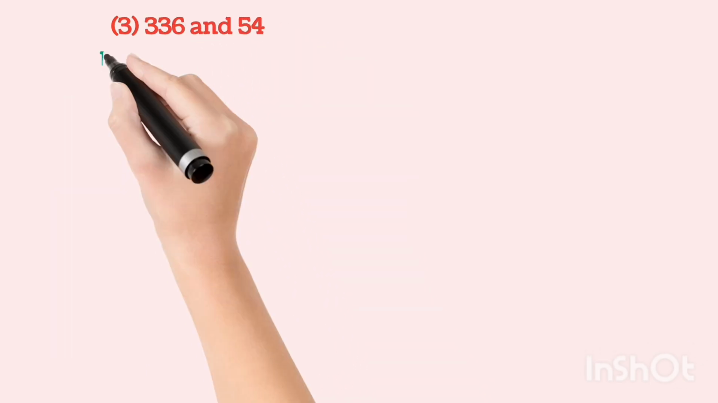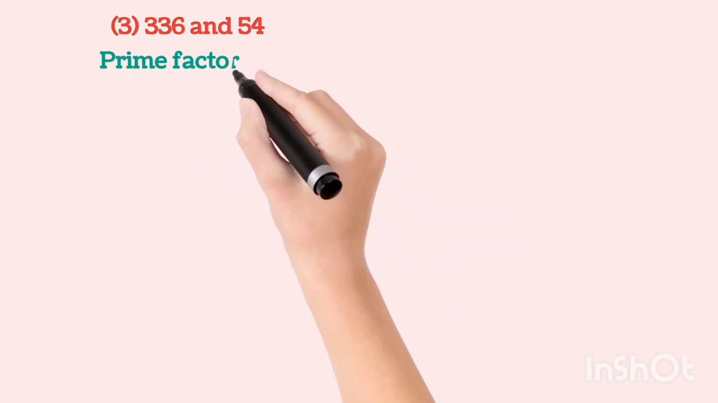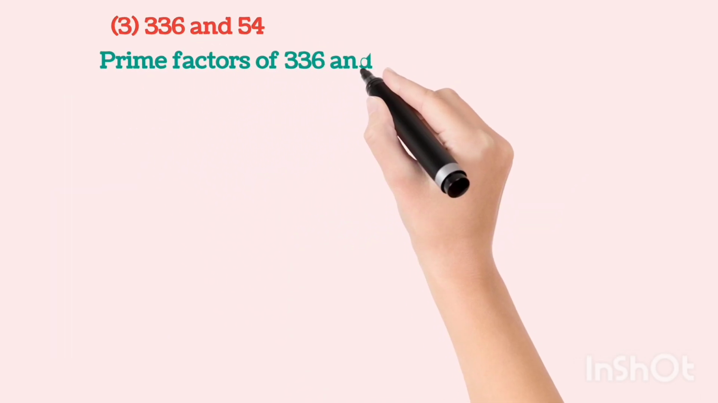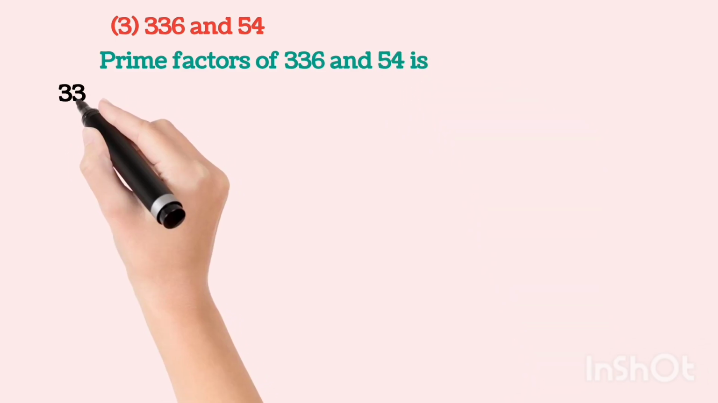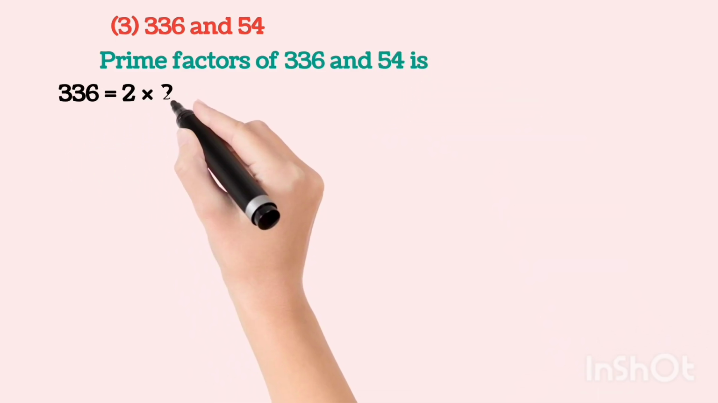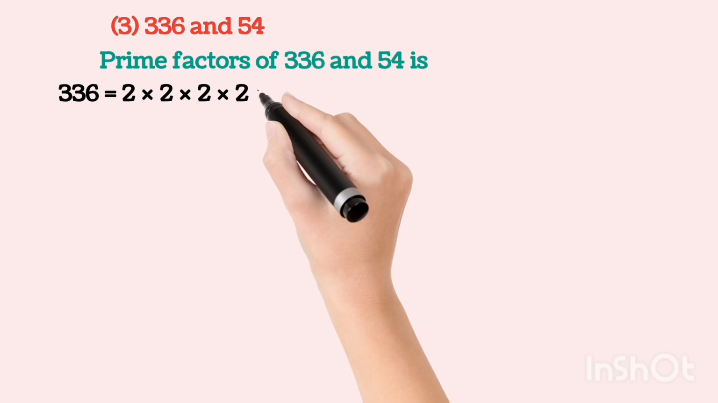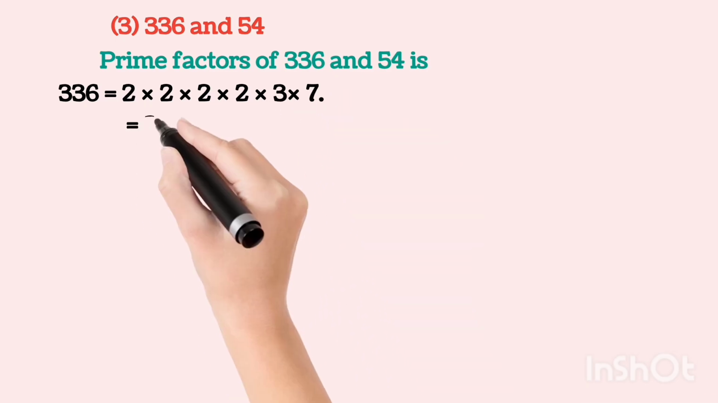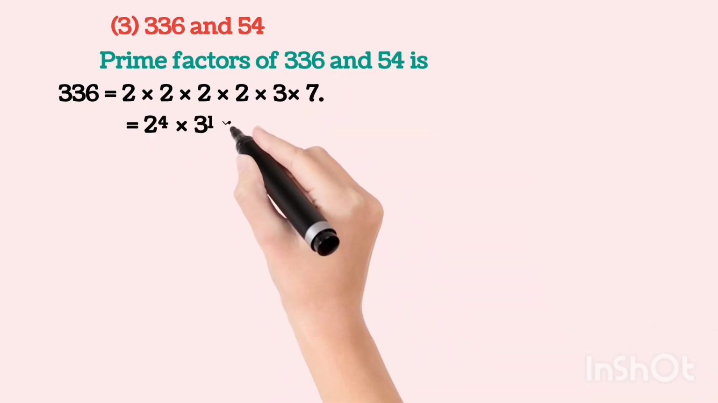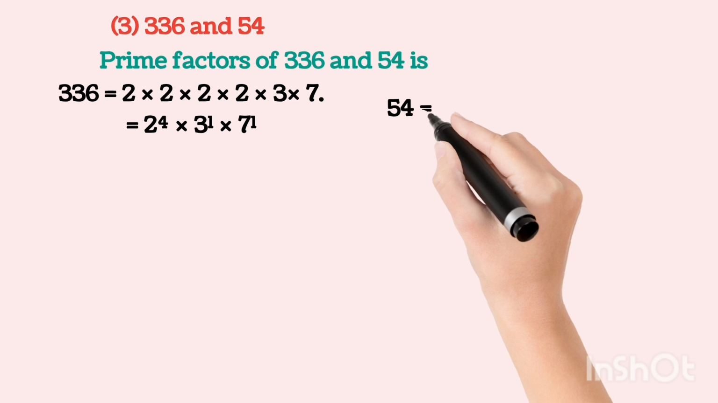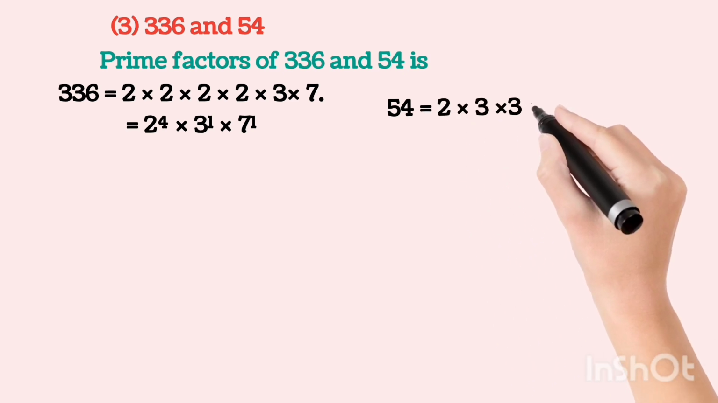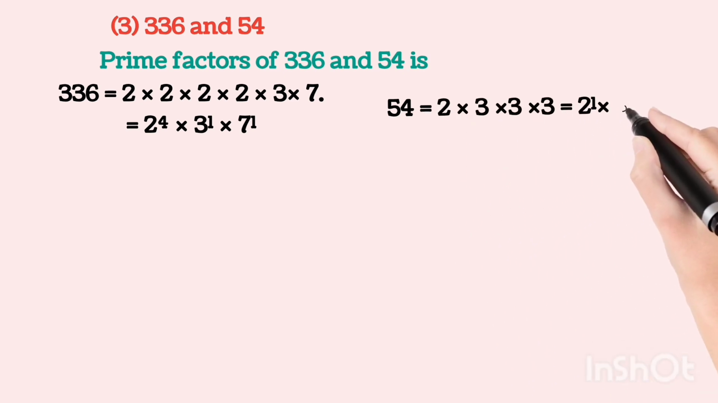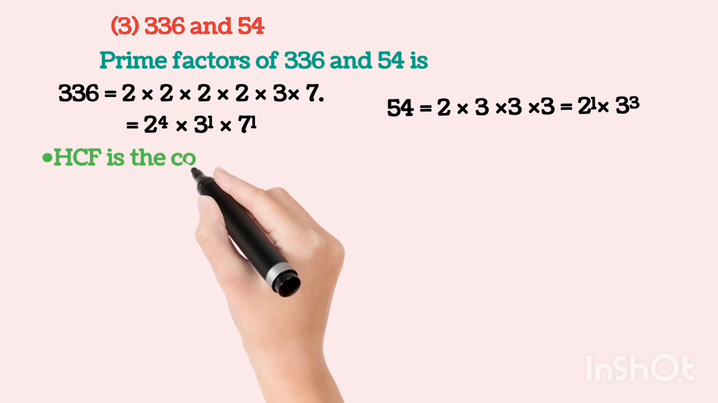Now next, 336 and 54. Prime factors of 336 and 54: 336 is equal to 2 into 2 into 2 into 2 into 3 into 7, that can be written as 2 to the power 4 into 3 to the power 1 into 7 to the power 1. 54 is equal to 2 into 3 into 3 into 3, that can be written as 2 to the power 1 into 3 to the power 3.